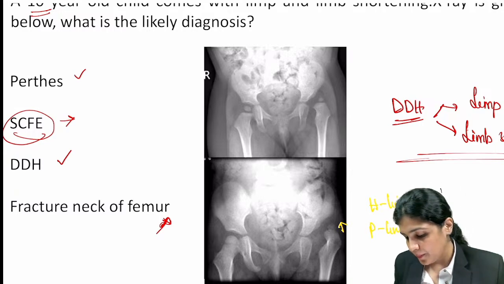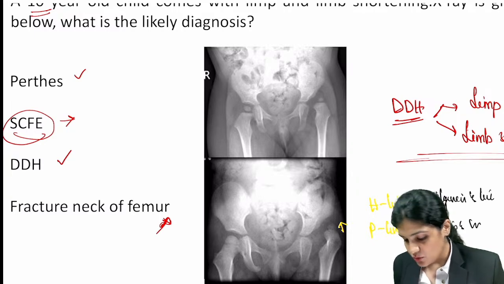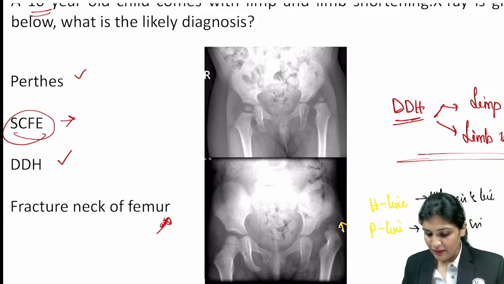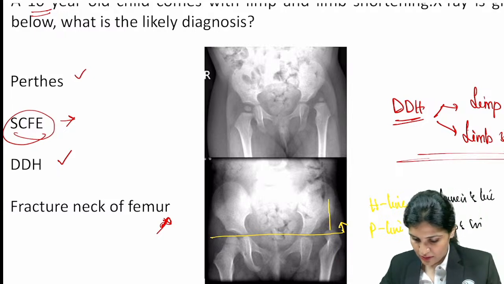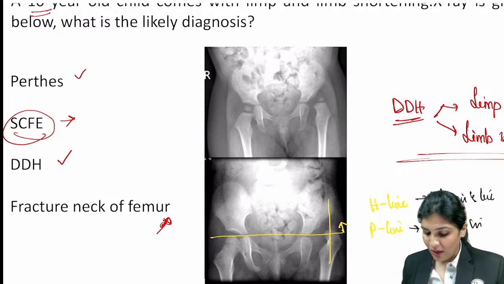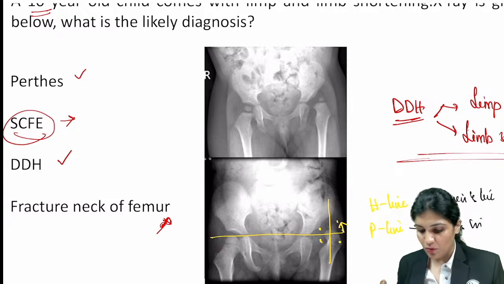Hilgenreiner's line, and then you have Perkin's line, right? So the H line you draw along the triradiate cartilage, and then along the lateral border of the acetabulum you draw the P line. This divides the acetabulum into 4 quadrants. These 2 are the inner quadrants, these 2 are the outer quadrants, and again these 2 are the inferior and the superior quadrants, right?